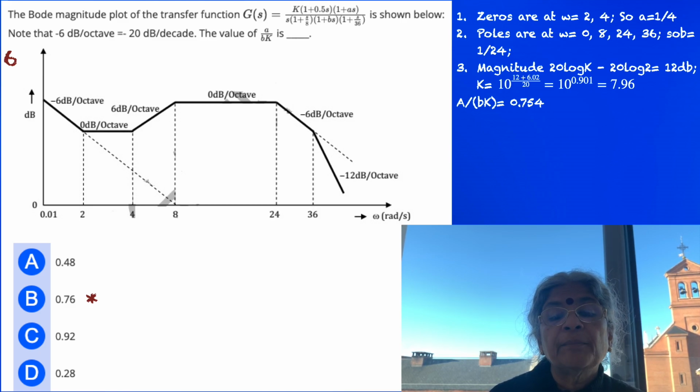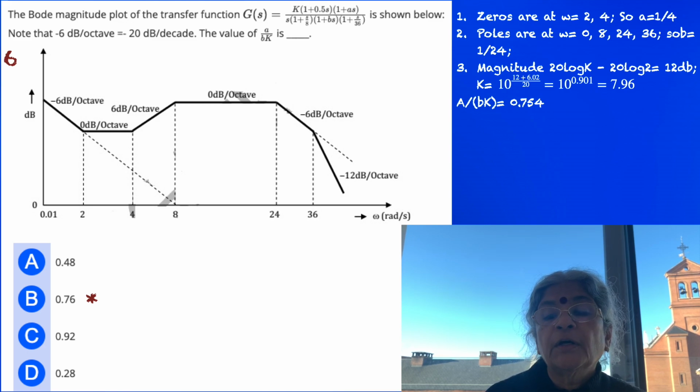The next one happens to be, after the leveling off, a downward slope of minus 6 dB per decade at 24. In other words, B is in time unit, so 1 by B is the omega at which it happens, so B is equal to 1 by 24, and A is equal to 1 by 4 is already accounted for. So now we need to find out only K such that A by BK can be found out. Now let's look at the magnitude version.